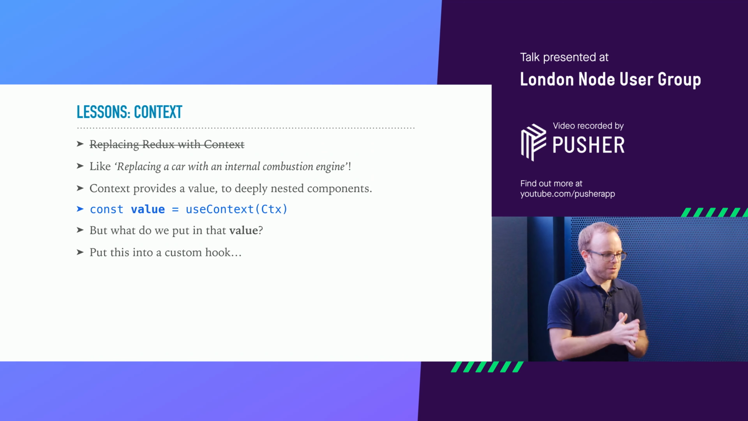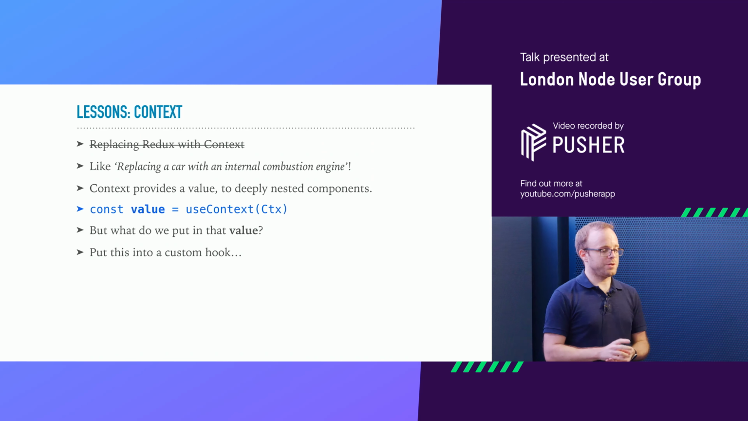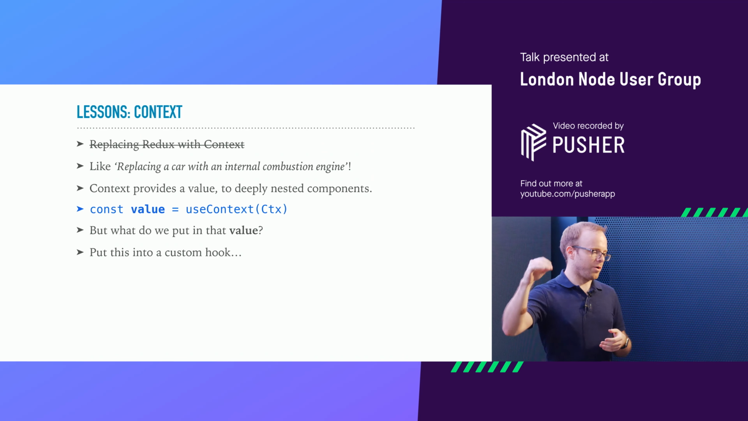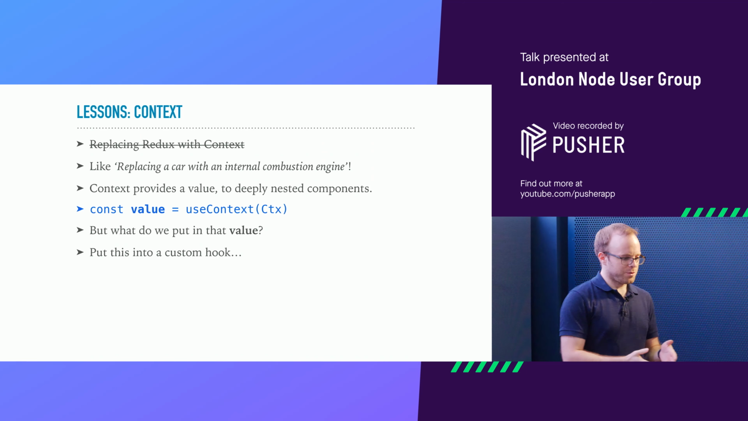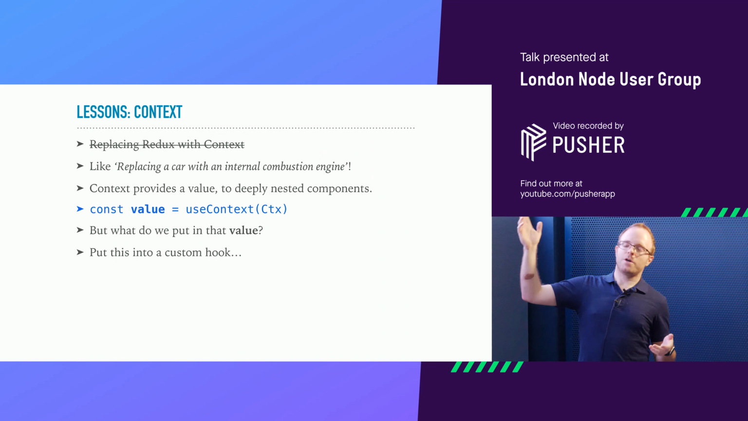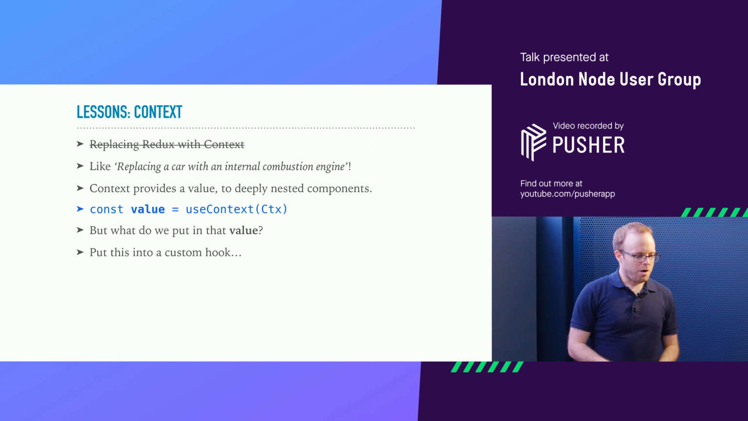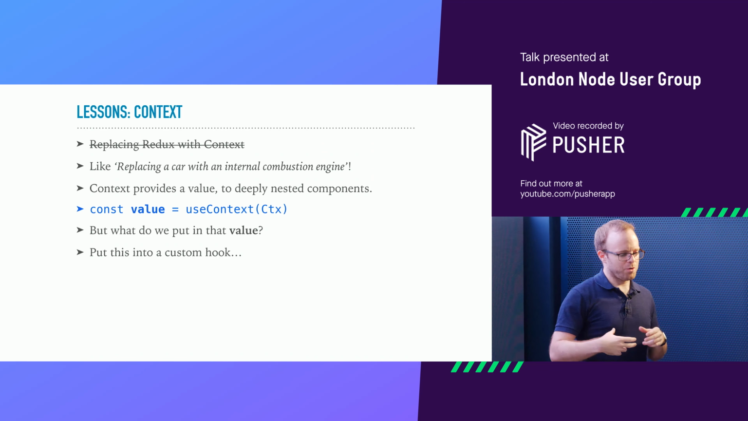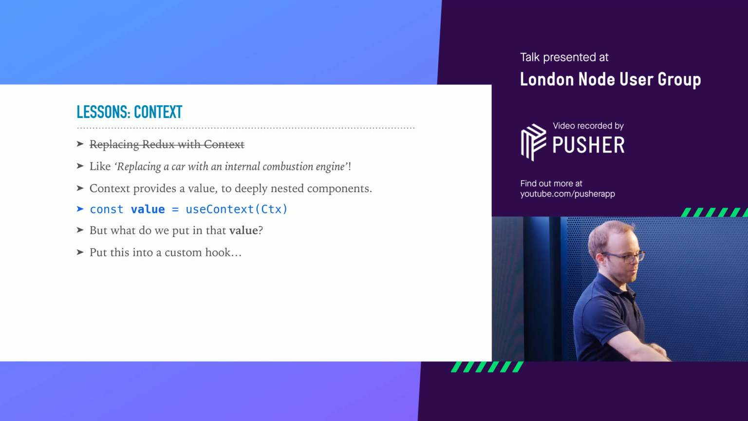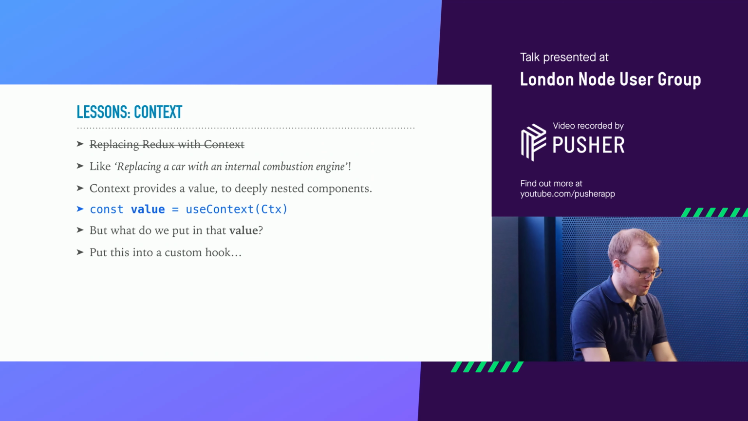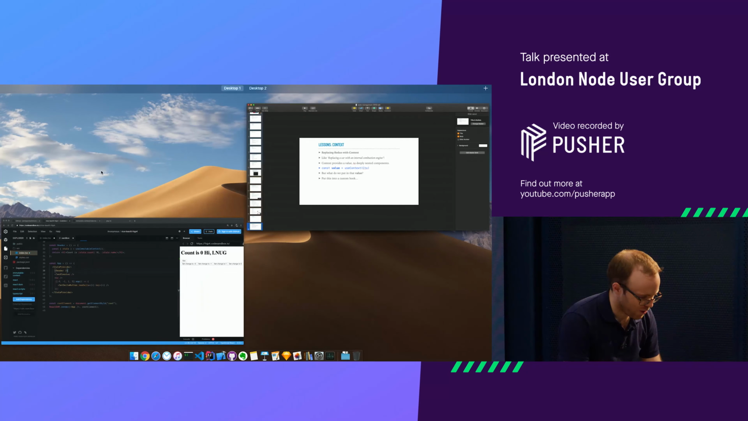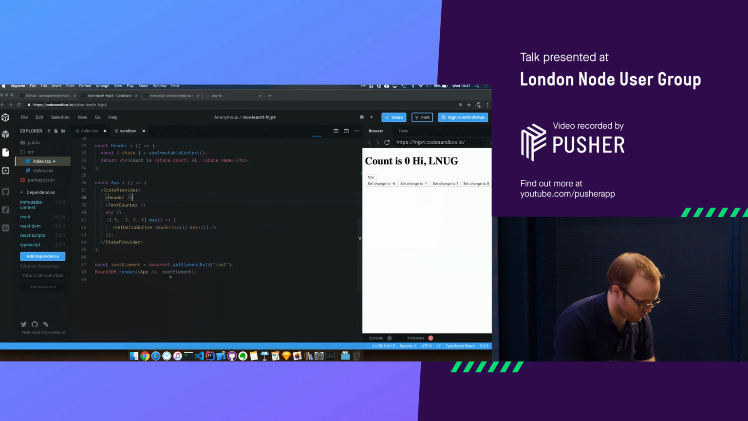The thing about context, it provides some kind of value to deeply nested components. We don't have to do the prop drilling, passing stuff down through our component chain. We do something like this. So this is the React hook syntax for using context. Now, you pretty much always want to put that in a custom hook, so you would never even be writing this directly within one of your components. But what do we put in that value? Which brings us on to a quick look at the source code of the thing I made.